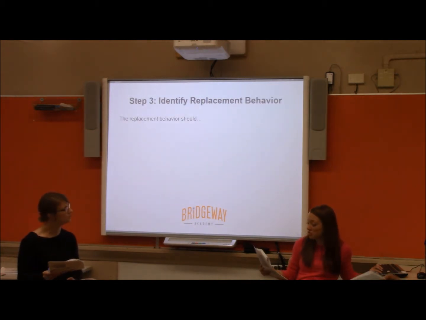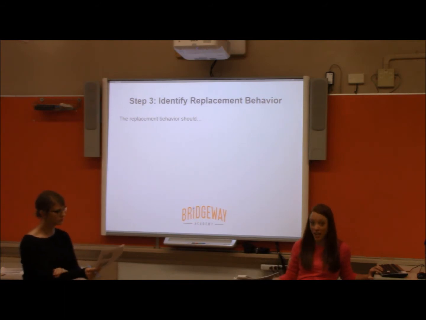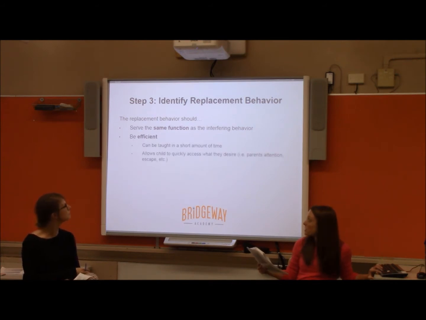So step 3 is to identify a replacement behavior. So what would you rather have your child do? The replacement behavior should, again, serve the same function as the interfering behavior. It should be efficient, meaning that it can be taught in a short amount of time, and it allows your child to quickly access what they desire. So examples could include their parents' attention, escape from a task, etc.